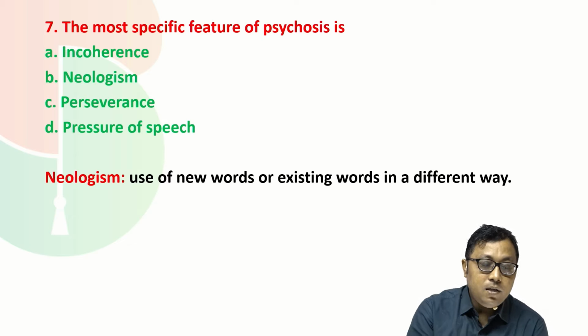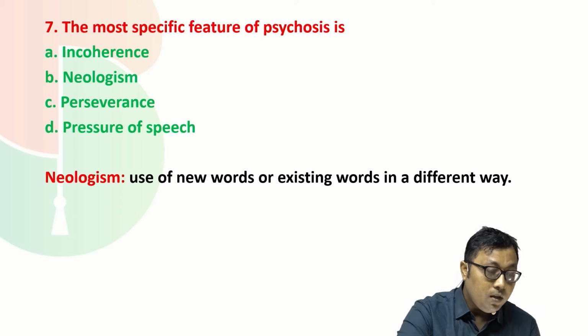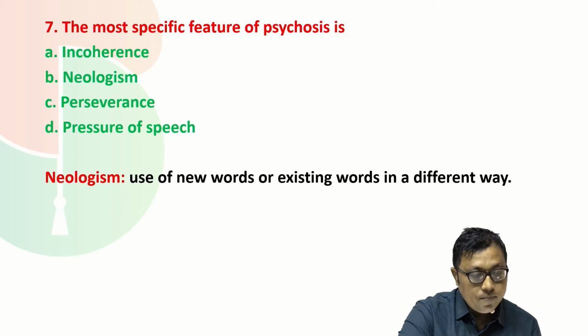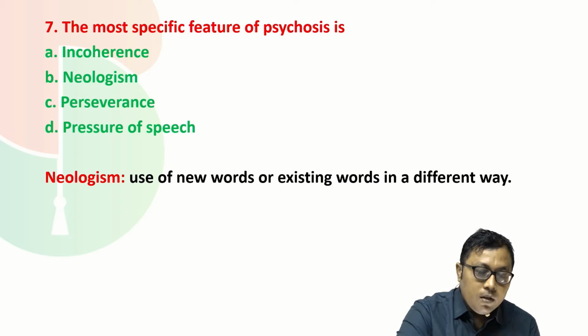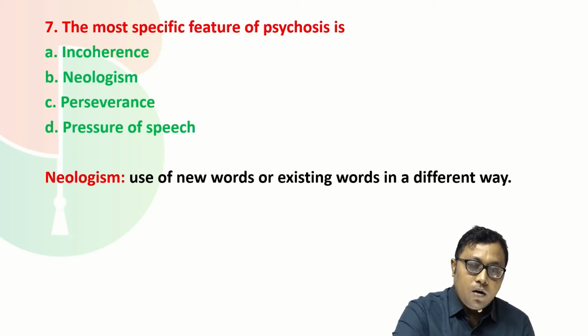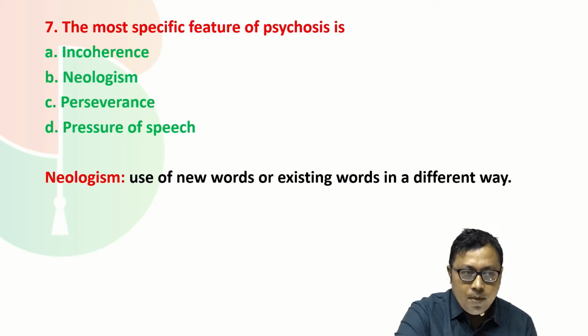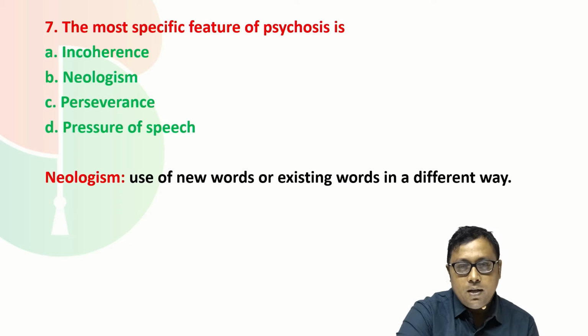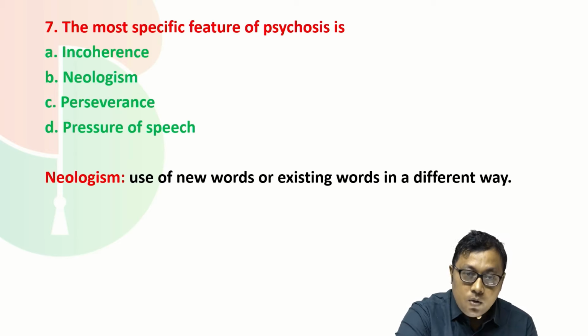The most specific feature of psychosis is incoherence, neologism, perseveration, pressure speech. Incoherence means incomprehensible speech. In neologism, the patient uses new words or existing words in a different way. So patient may develop a completely new word, or patient may use the commonly ordinary word but in a different way. Like a patient may use the word car like air car or the airplane, or may use the word boat car. So that is neologism.